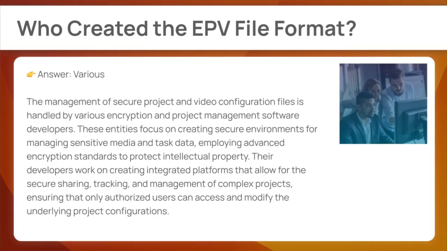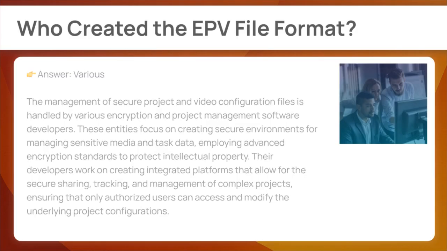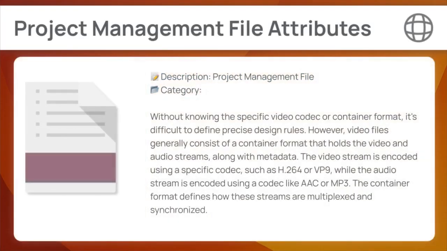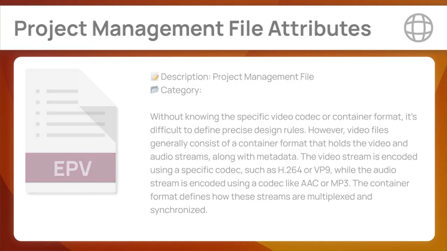Determining the exact nature of an .epv file often requires examining its header information or attempting to open it with various video playback software. Without knowing the specific video codec or container format, it's difficult to define precise design rules. However, video files generally consist of a container format that holds the video and audio streams, along with metadata. The video stream is encoded using a specific codec, such as H.264 or VP9, while the audio stream is encoded using a codec like AAC or MP3. The container format defines how these streams are multiplexed and synchronized.